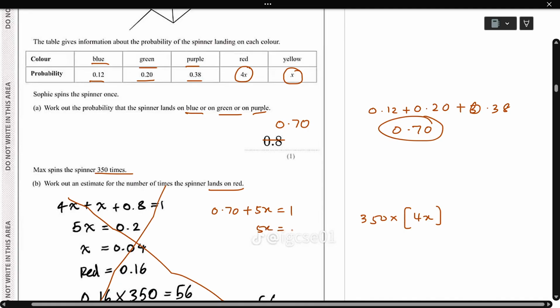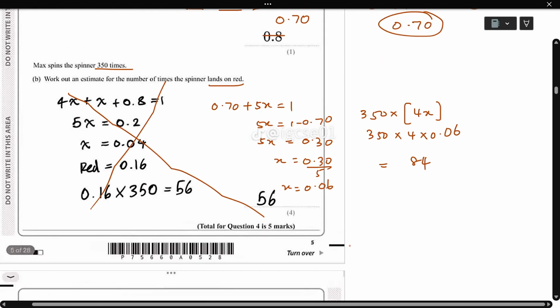So 5x equals 1 minus 0.70. 5x equals 0.30. x equals 0.30 over 5. So x equals 0.06. Just substitute here: 350 times 4 times 0.06, the answer is going to be 84. So here the answer is 84. The 56 is wrong. The answer is going to be 84.